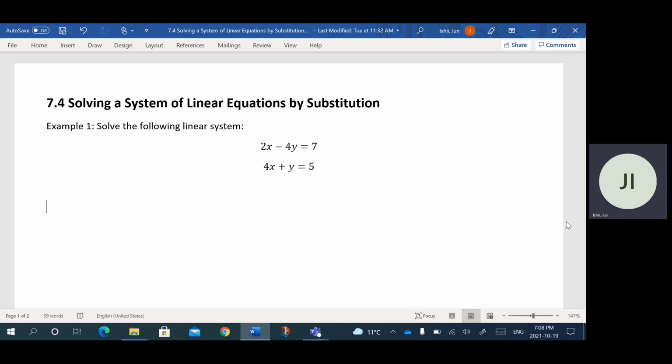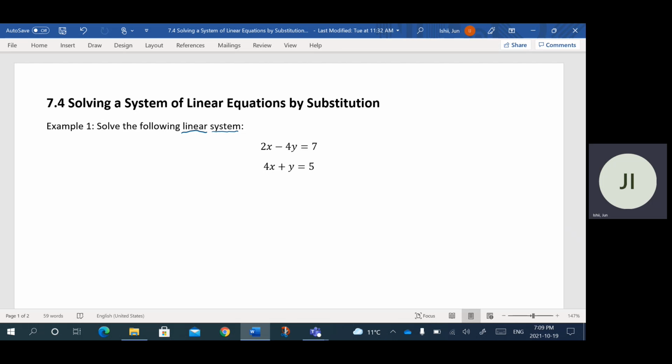This method is called substitution, and the next method, which will be covered in the next lesson, is called elimination. These are algebraic methods, so we're going to use algebra to solve these systems. In this first example, we're going to solve this linear system. It's a linear system because the highest power of x and the highest power of y is 1. Even though there's no 1 written there, it's implied that this is x to the first power, y to the first power. And it's also a system because we have two equations and two variables.